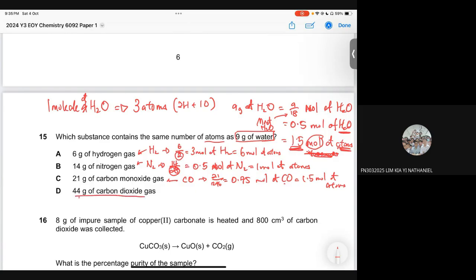Okay, so 44 grams of carbon dioxide gas. Carbon dioxide is CO2. So I got 44 grams divided by 12 plus 32. So it gives you 44. So you get 1 mole of CO2.